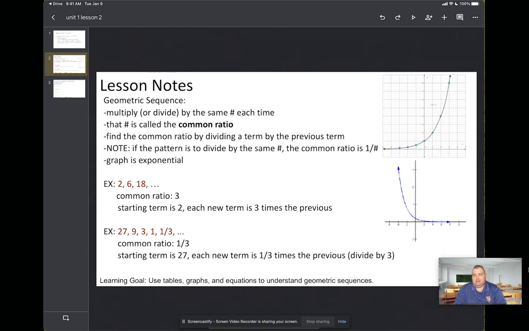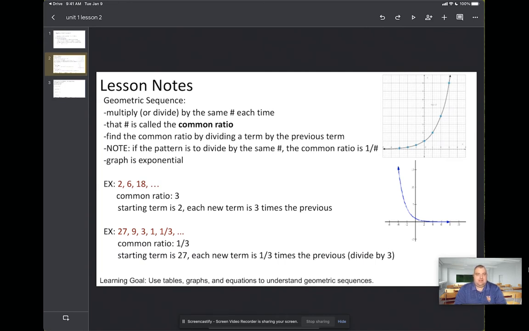A geometric sequence is a special type of sequence in which the pattern is to multiply or divide by the same number each time. If your pattern is to multiply or divide by the same number each time, we call that a geometric sequence. And that number that you multiply or divide by is called the common ratio. That's an important term, the common ratio.